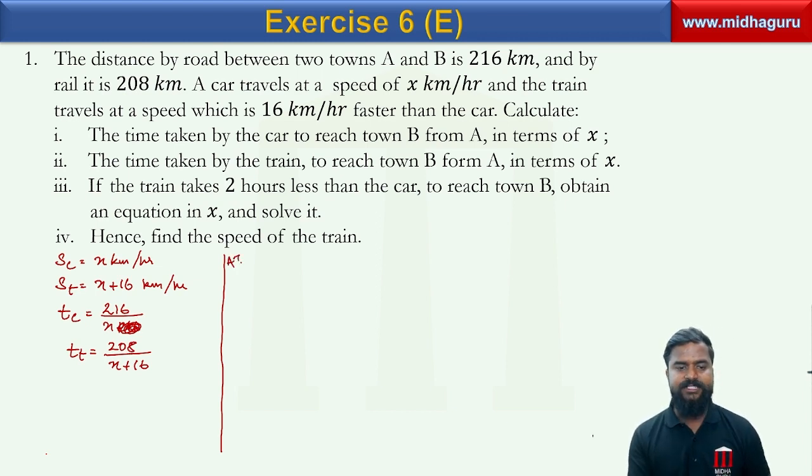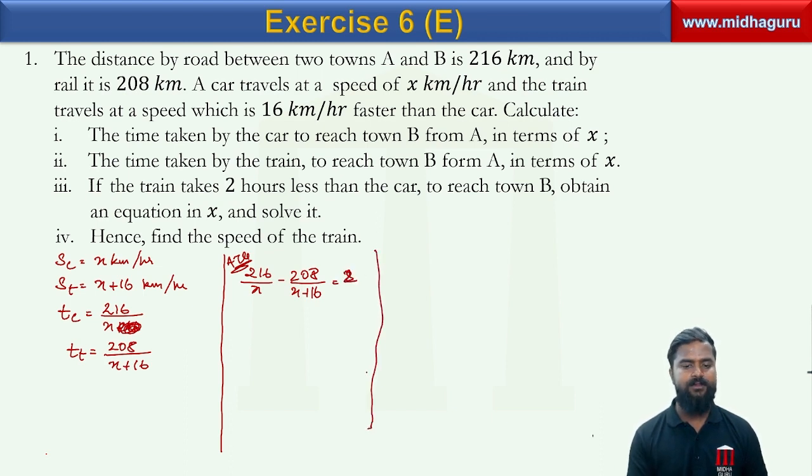Now according to the question, the difference between these times is 2 hours. And since the train is traveling a lower distance at a higher speed, it is going to take the lesser time. So we'll say 216 by x minus 208 by x plus 16 is equal to 2, since the time difference is 2 hours.